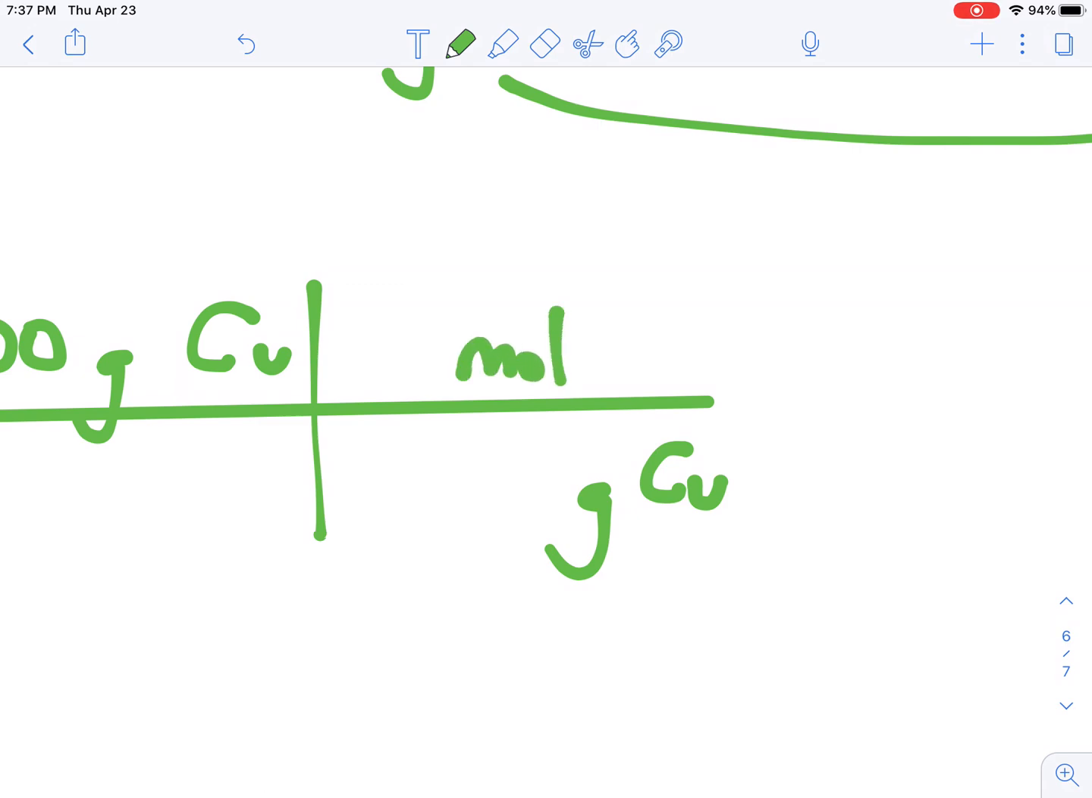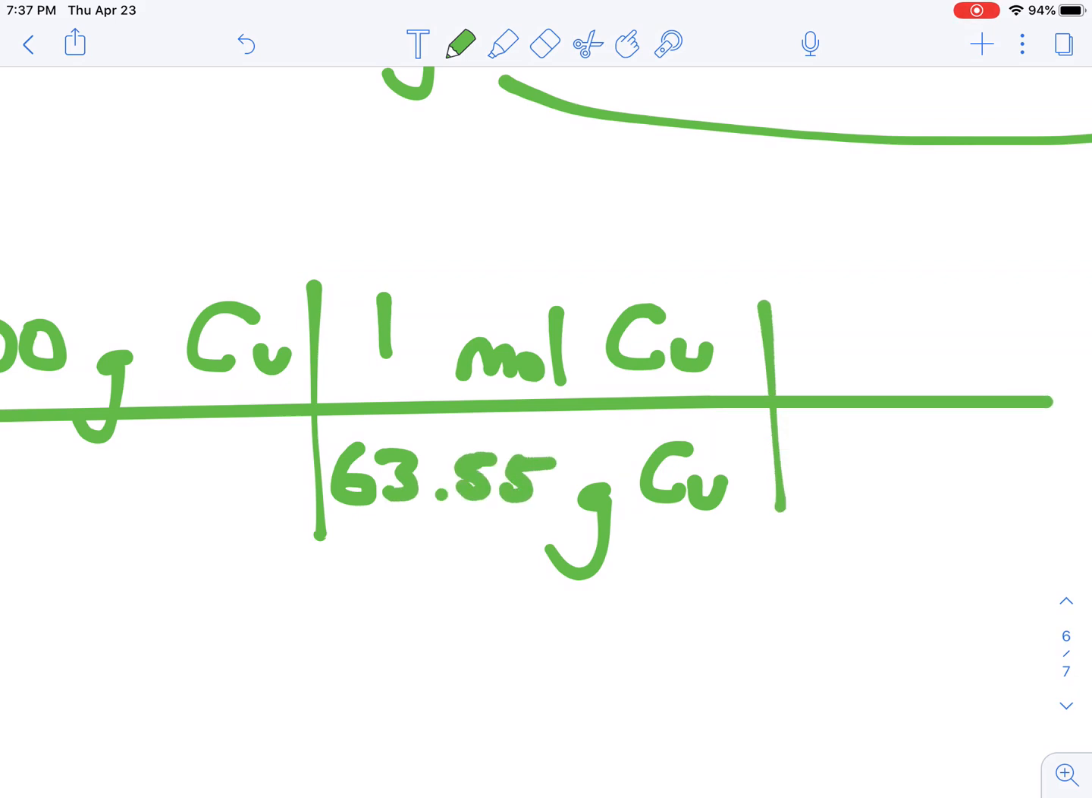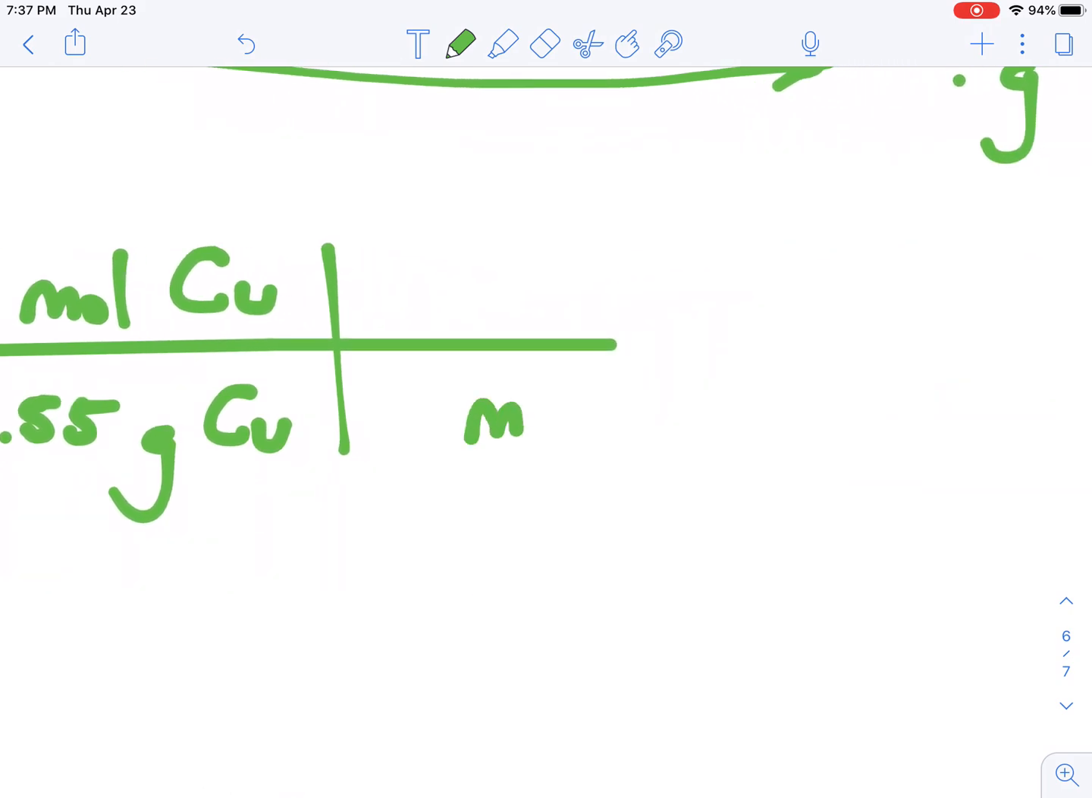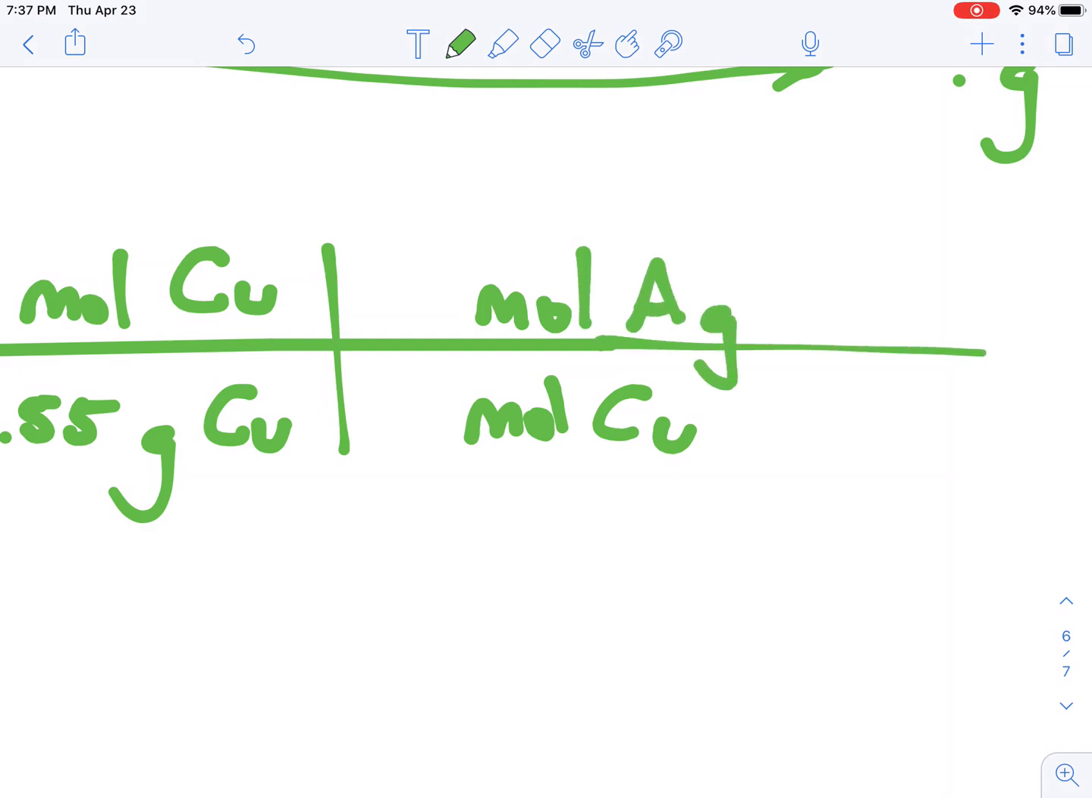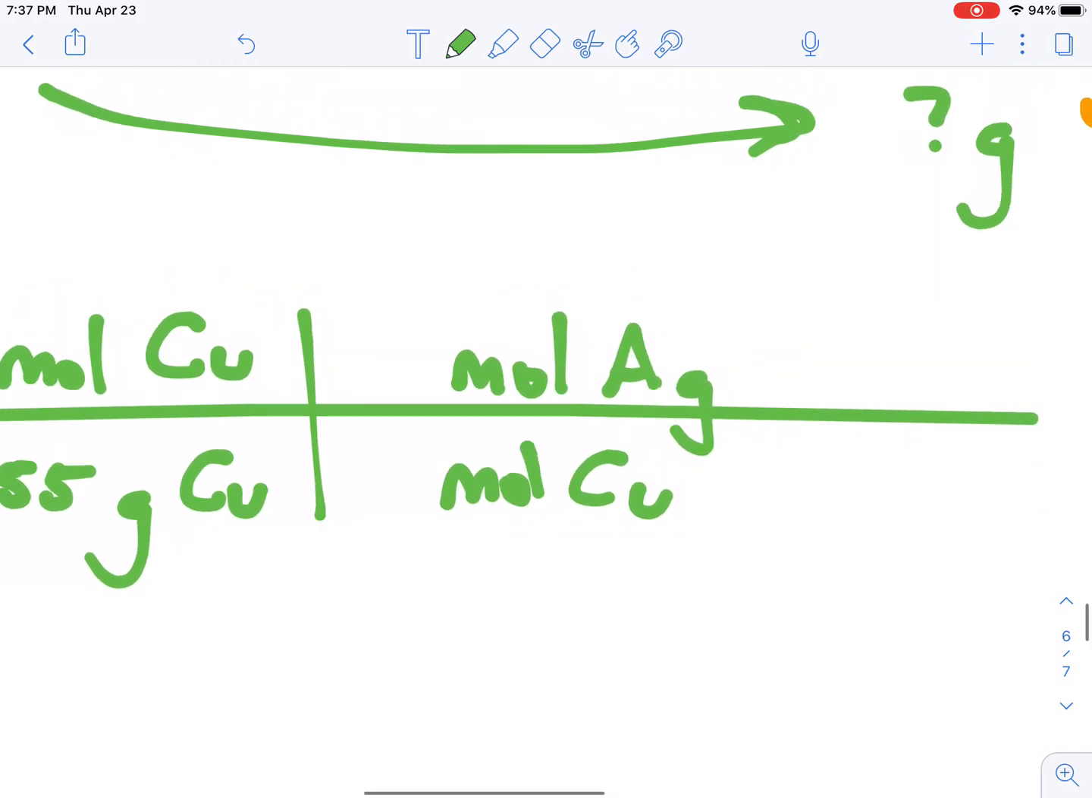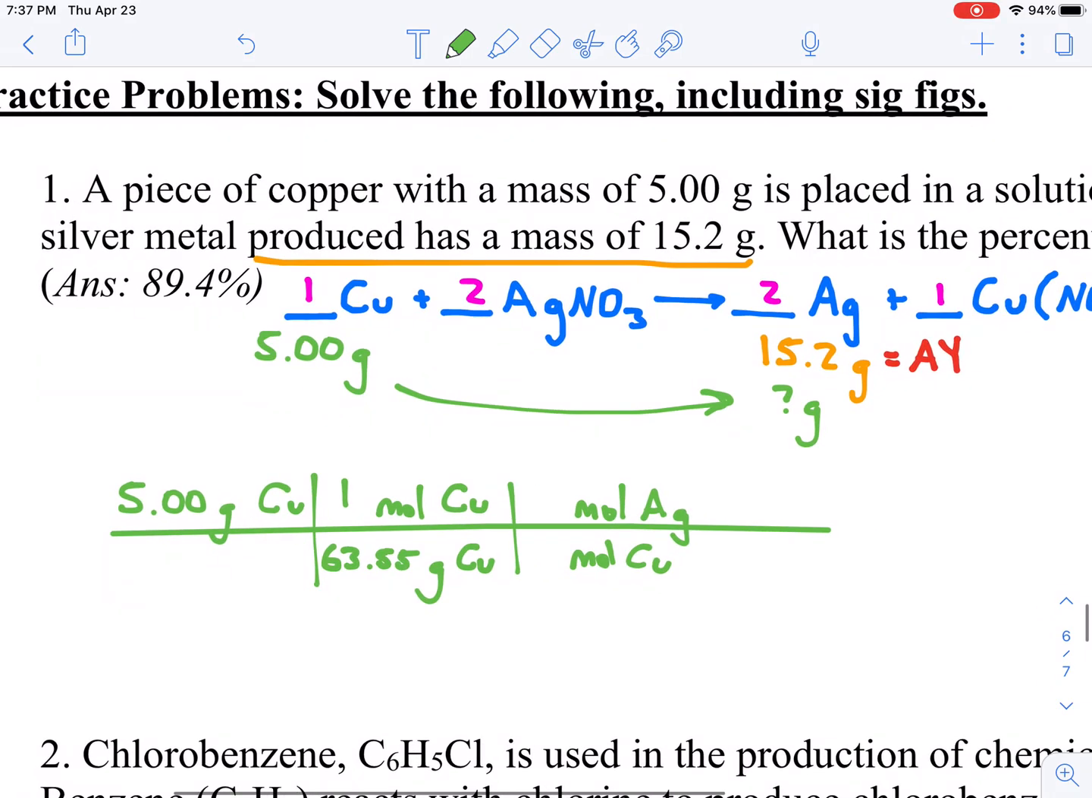Where do we get the number of grams in 1 mole? Well, that comes from the periodic table. And for copper, that happens to be 63.55, straight off the periodic table. At this stage of the game, we know that moles of copper needs to go downstairs. We know eventually we're going to grams of silver, but before we can do that, we have to go to moles of silver. Where do those numbers come from? Well, those are the coefficients from the balanced chemical equation. So you'll notice there's a 1 in front of copper, and there's a 2 in front of silver.